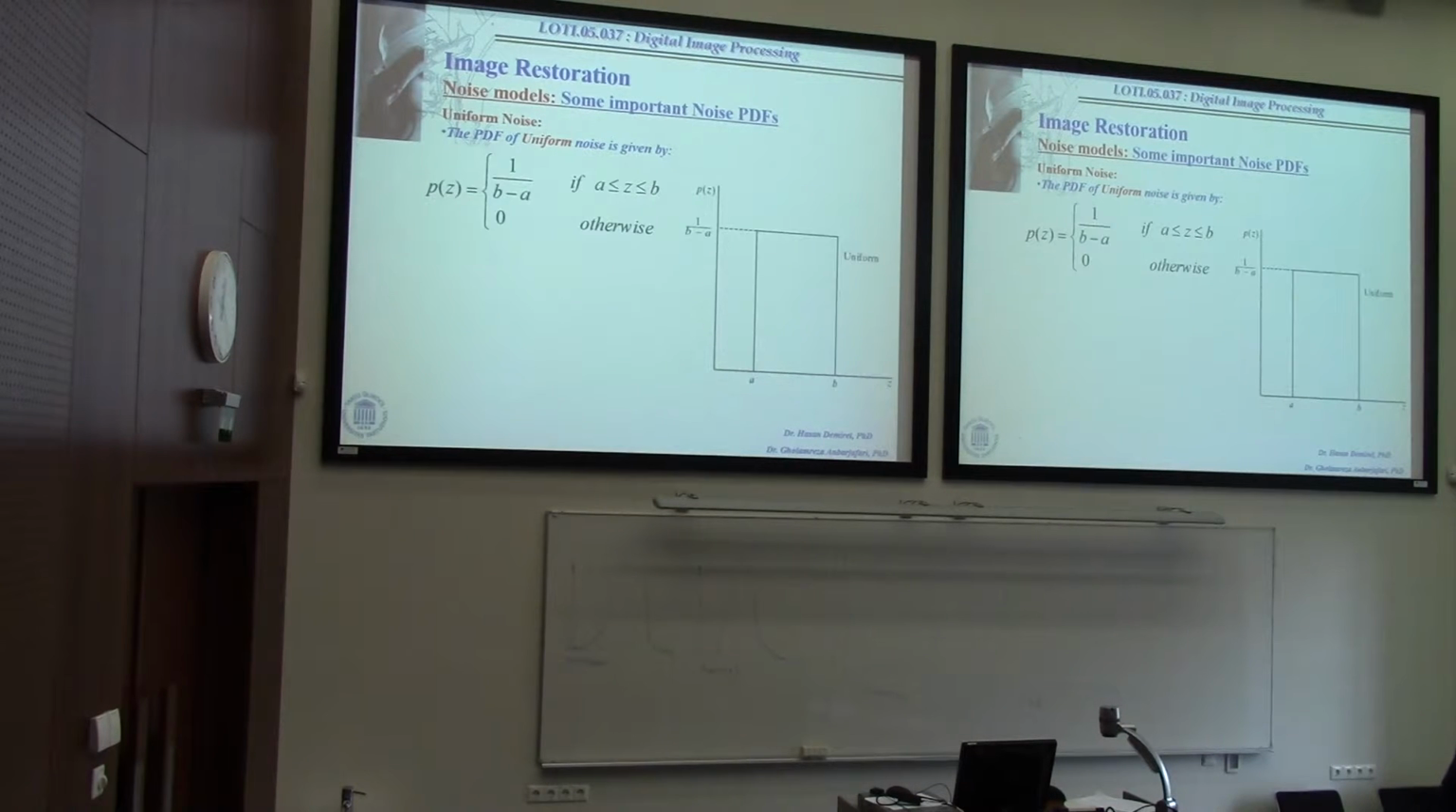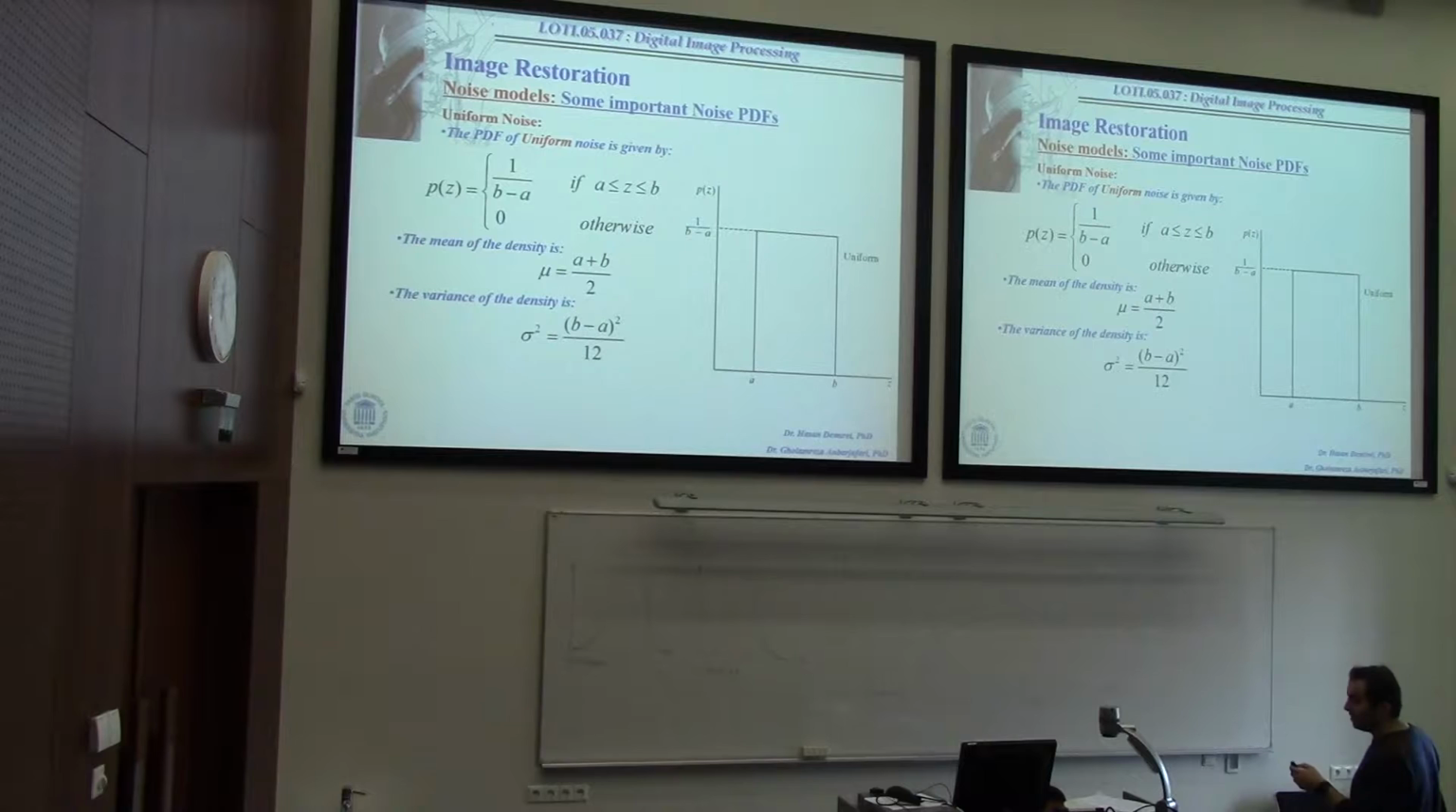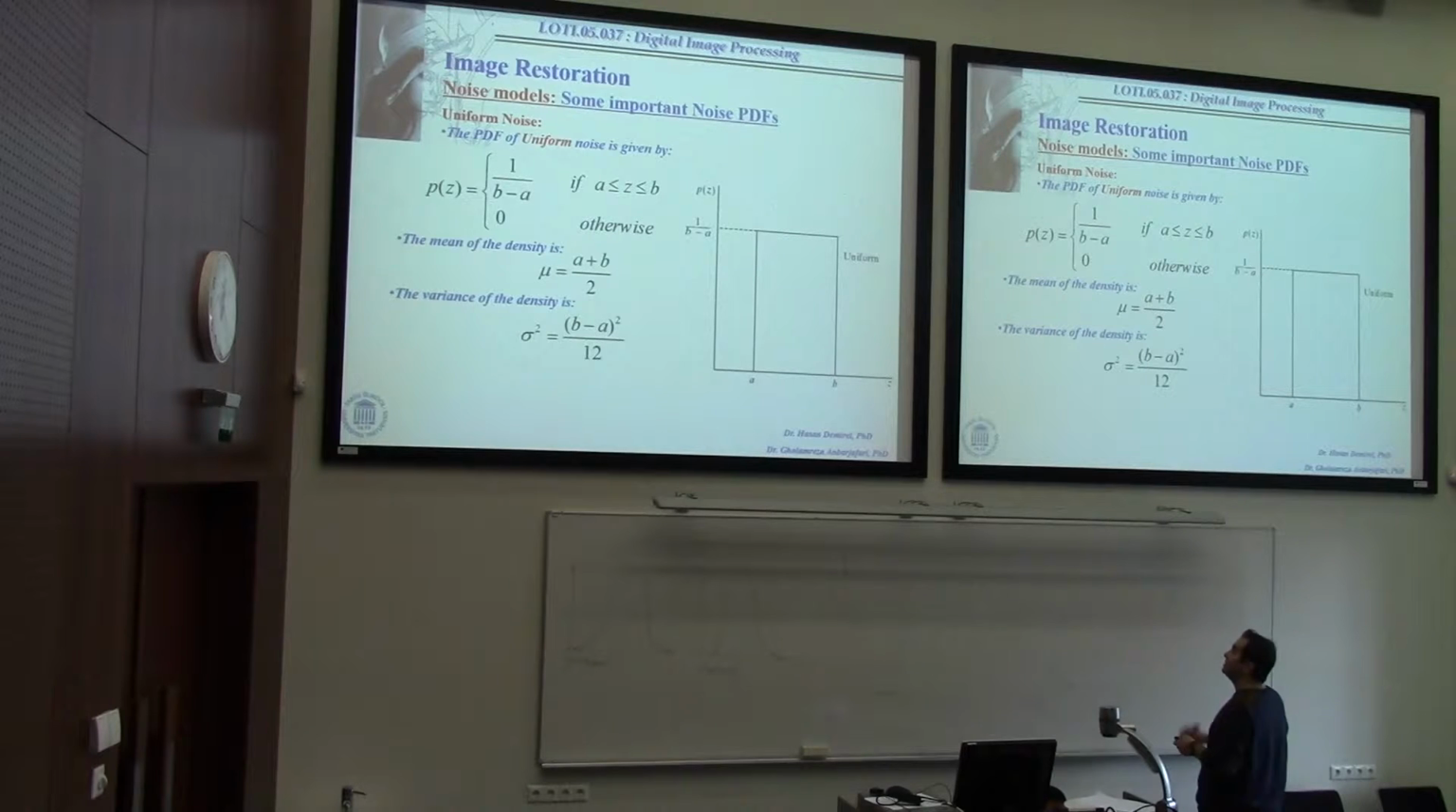Okay. The next one is the uniform. So we have this PDF for this function, and also the function is here, and we can easily find the mean of the noise and variance of the noise by using this equation. And also we know that the PDF of uniform noise is like this.